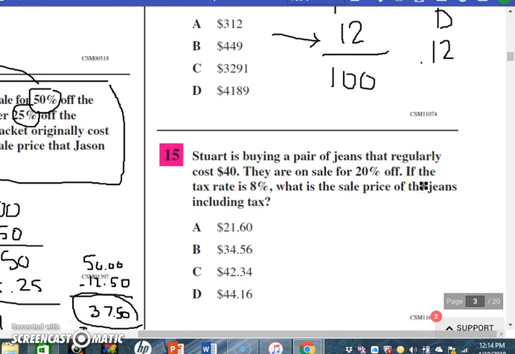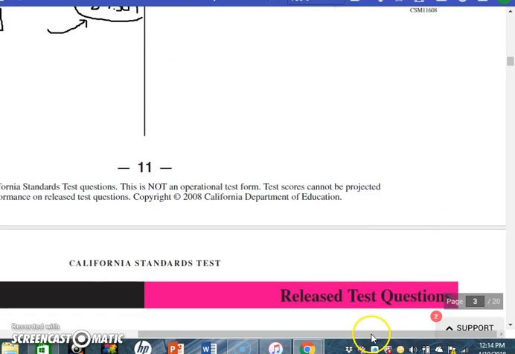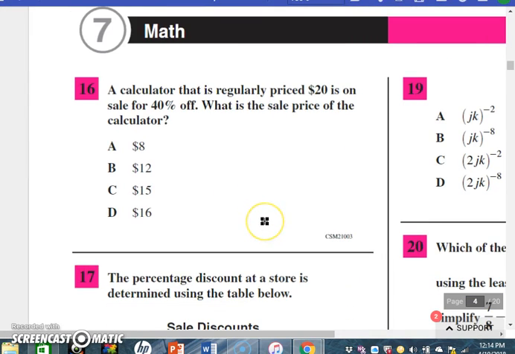So I'm not going to solve that because I think it was pretty similar to the other couple problems. Let's go ahead and move forward. Like I said, this video is really just a way to help you guys to review what will be tested in 2 weeks. All right, a calculator that is regularly priced for $20 is on sale for 40% off. What is the sale price of the calculator?